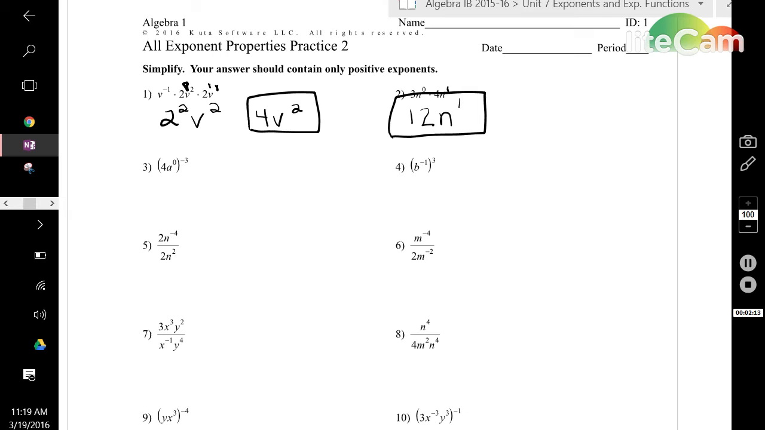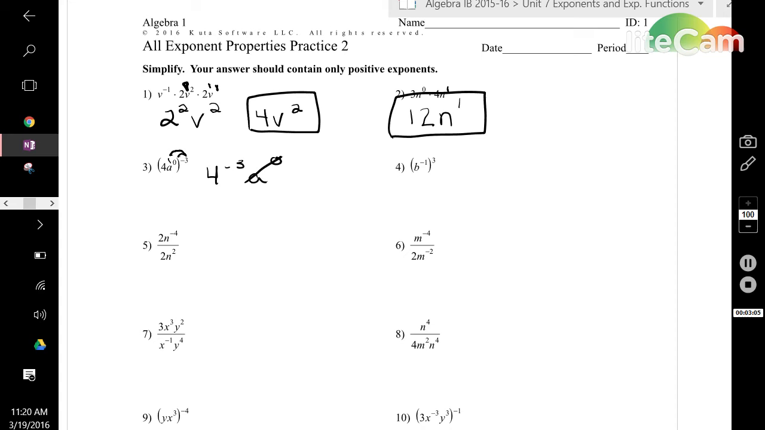So examples 3 and 4 are when you have a power raised to another power. In this case, you want to multiply the outside exponent with each of the inside exponents. Again, we have to remember that even though it's not written, there is a 1 exponent with the 4 in that problem. So I will be multiplying this outside exponent of negative 3 with each of the inside exponents. So I would get 4 to the negative third power and a to the 0 power when you multiply. We know the 0 exponent property says that anything raised to the 0 power is 1, so we don't even need to write that. I do still have 4 to the negative third power.